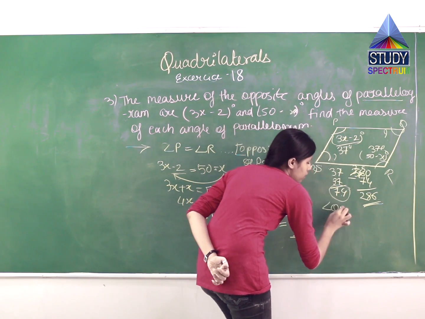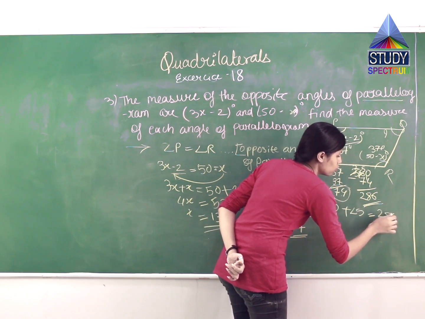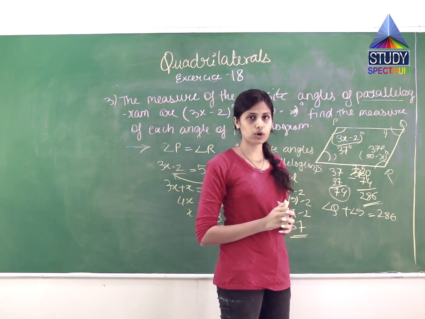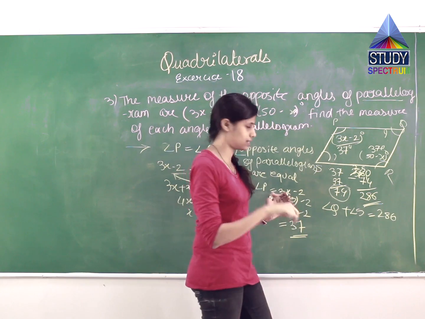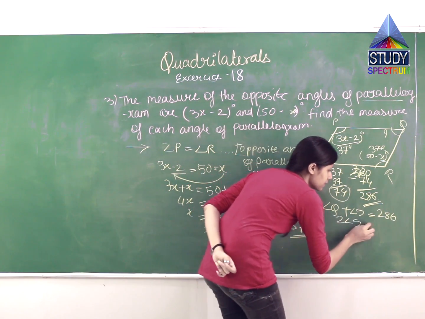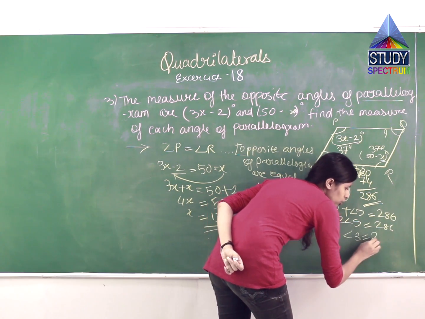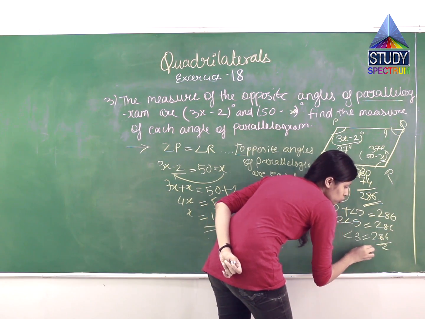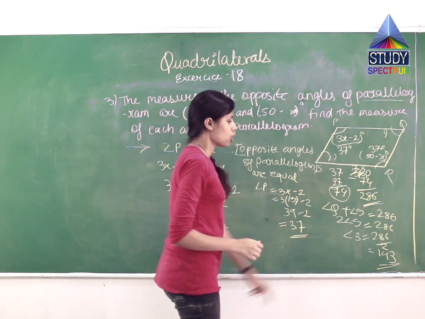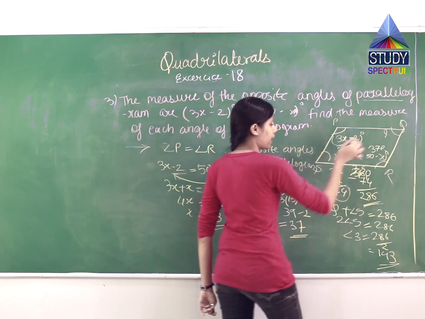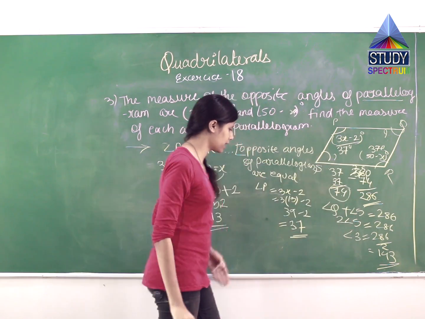So angle Q plus angle S is equal to 286. Now these two angles are congruent. So instead of S, I can write angle Q, because Q can substitute S. So 2 angle S is equal to 286. Now angle S is equal to how much? 286 divided by 2. 2 1s are 2, 2 4s are 8, and 2 3s are 6. So the angle of Q and angle of S is how much? 143. Whereas the angle of P and angle of R is how much?